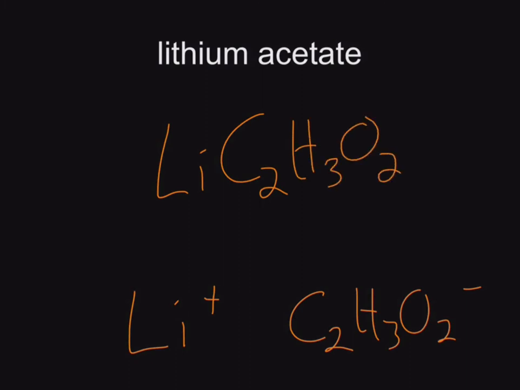So that's all you have to do. Write the symbol for the first element, write the entire formula for the polyatomic ion. You'd have to look up the name acetate to know that it's C2H3O2. But then once you know the charges, if they're equal, you just put them together.